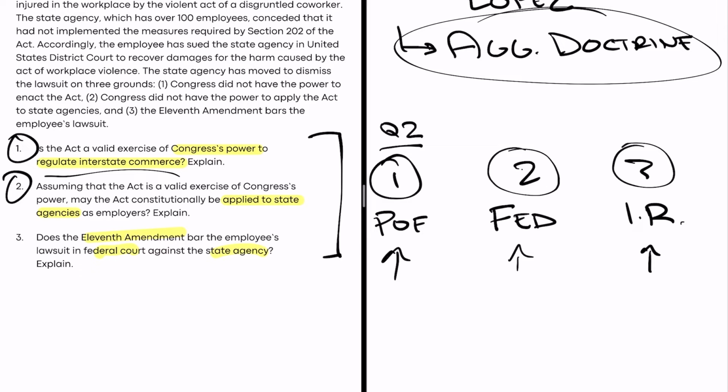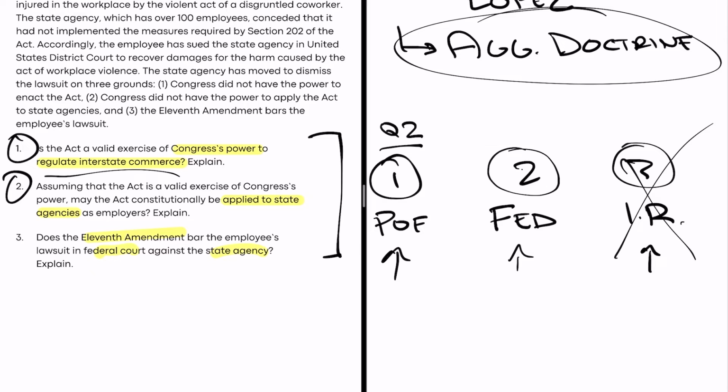So clearly, if we look at question number two, it's not an individual rights question. We can scratch that off. We're not seeing anything here about an individual. We're asking whether the act can constitutionally be applied to state agencies, right? We're not seeing anything about an individual asserting that their guaranteed protections are being infringed upon. So you can scratch that out pretty quickly.